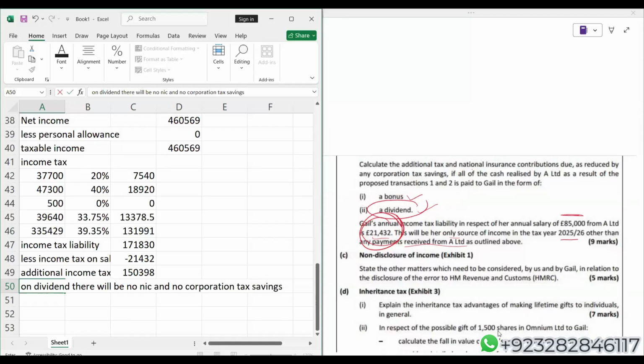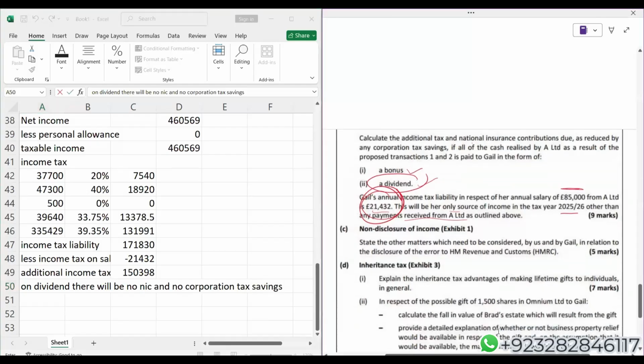Now they're talking about part C. Let's see. Non-disclosure. I hope this calculation is clear to everyone. This should not disturb you. Non-disclosure of income. State the other matters which need to be considered by us and Gail in relation to the disclosure of error to HMRC.